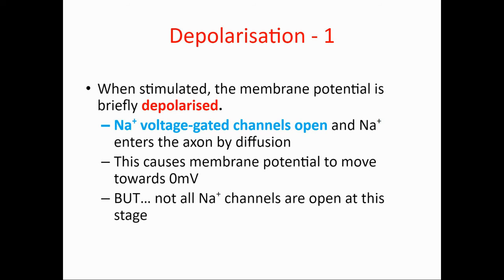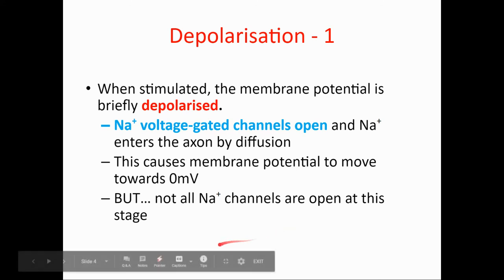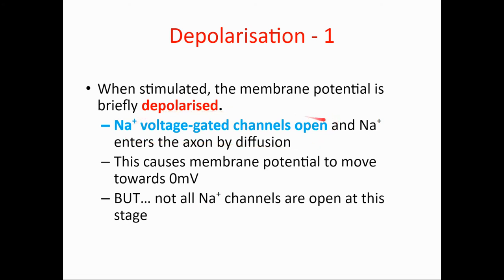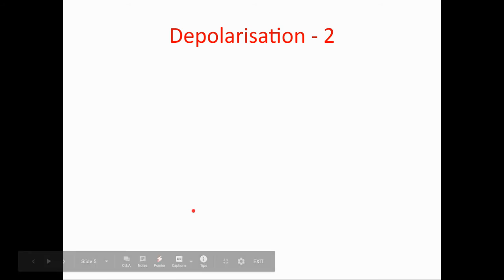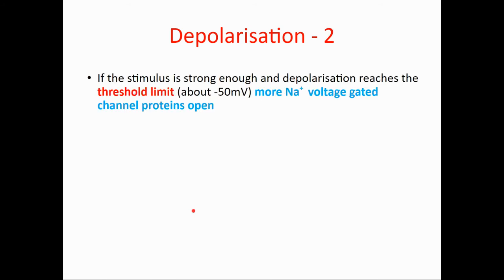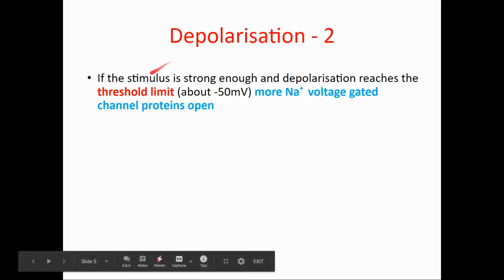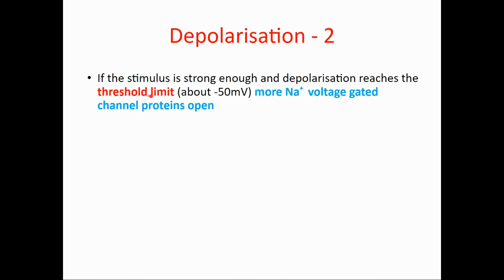But at this point, not all of the sodium ion channels are open. That's really important. Stimulation would cause some sodium ion voltage gated channels to open, but not all. So only some sodium ions have been able to diffuse in. If the stimulus is strong enough, then enough sodium ions would diffuse into the axon to reach what we call the threshold level or threshold limit.